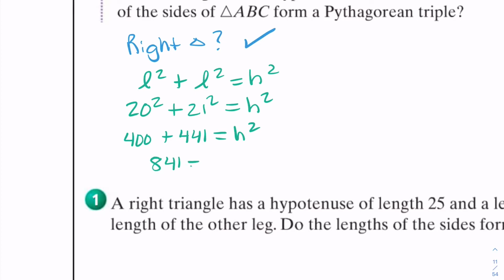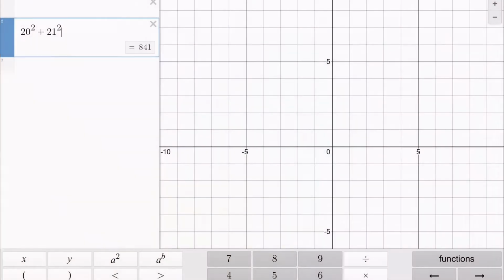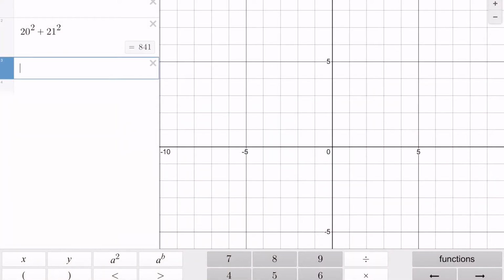That's not why I'm on the calculator. What I'm trying to show you now is whether or not 841 is a perfect square. So let's check that out. Notice this key. It won't let me highlight like I did before for this other one. But anyway, we're going to type in the square root of 841, and we notice that that is actually a perfect square. It's the number 29.